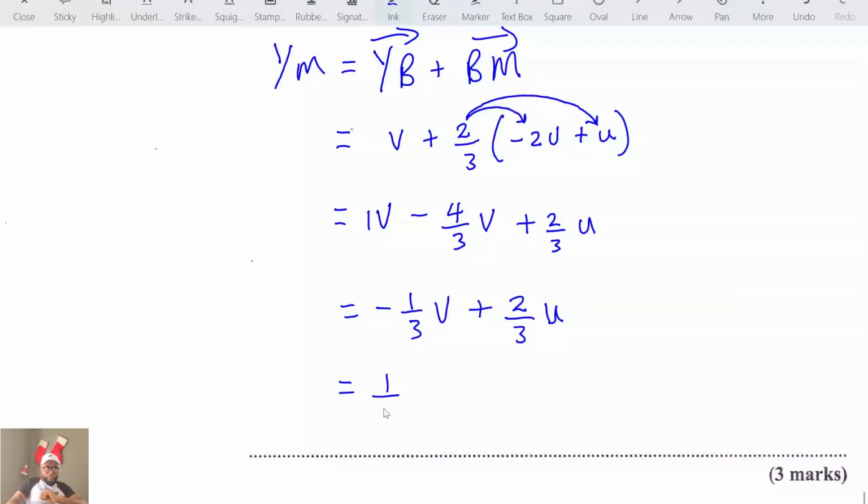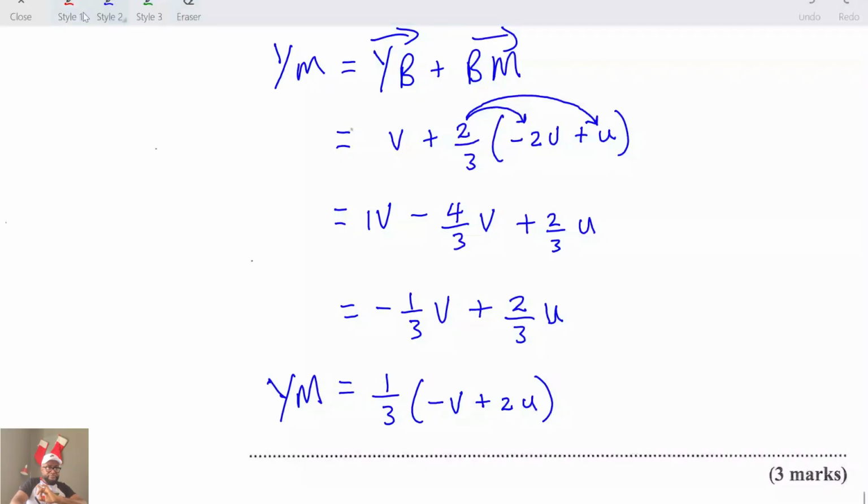What I'm going to do here is factorize out this 1/3. So that means I need to divide 1/3 into negative 1/3 V. That would leave me negative V. And 2/3 divided by 1/3 will give me 2U. This is what YM is. Once again, I divided 1/3 into this and got negative V, and then I divided 1/3 into this and got positive 2U.